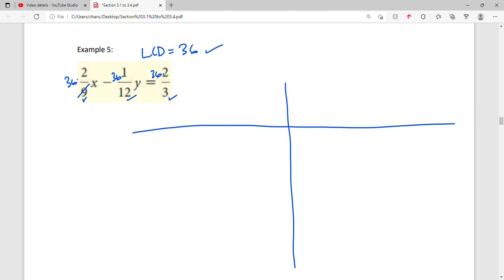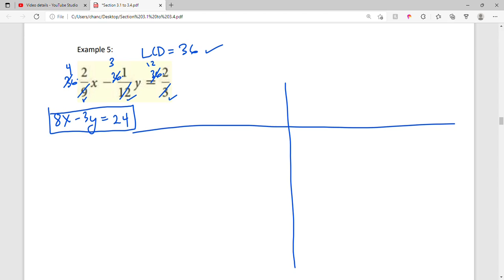36 times 2/9, if you reduce that, that's going to give you 8x. 36 times 1 over 12, if you reduce that, that's going to give you negative 3y, and that's equal to, if I reduce this one, 12 times 2, which is 24. So this is a much nicer equation than the previous one. It doesn't have any fractions in it. That means I picked the correct LCD.